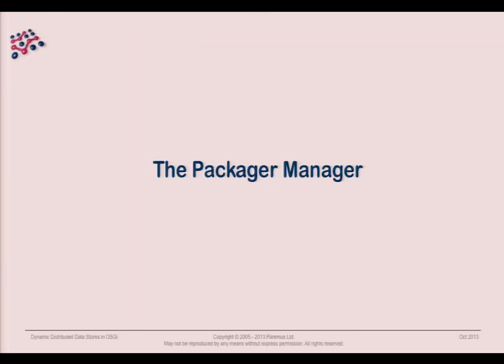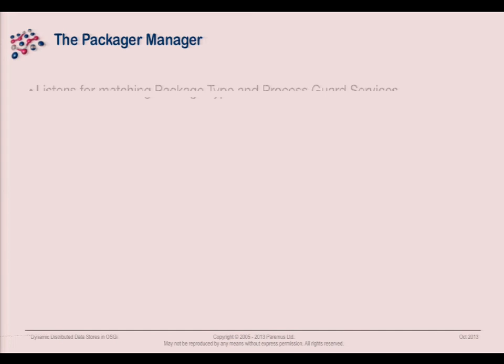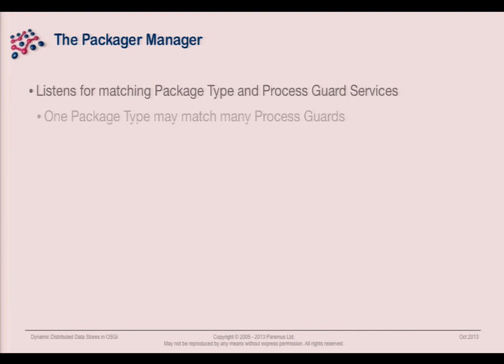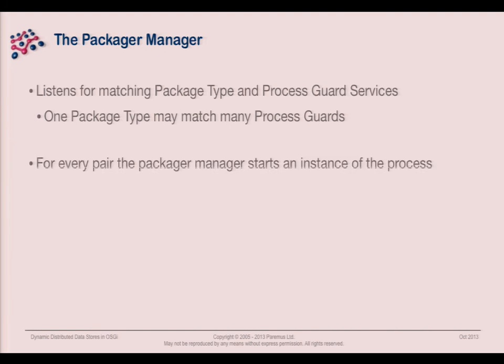Now, we'll talk about the third part, which was the package manager. So, package manager is going to listen for matching package types and process guard services. And this is just noticing that one package type might have a lot of different process guards. And that's interesting, but what it means is that for every pair of these, so your package type and process guard, you're going to start an instance of the process. So one package type may end up creating dozens of scripts to say, start this process with this config, or with this config. So it's important to know that that can happen. You may be running multiple instances of these things.